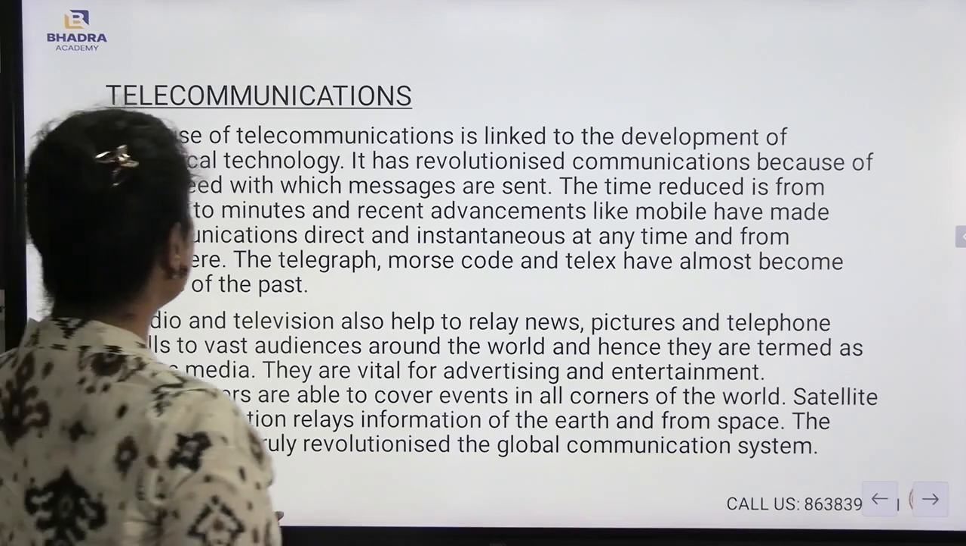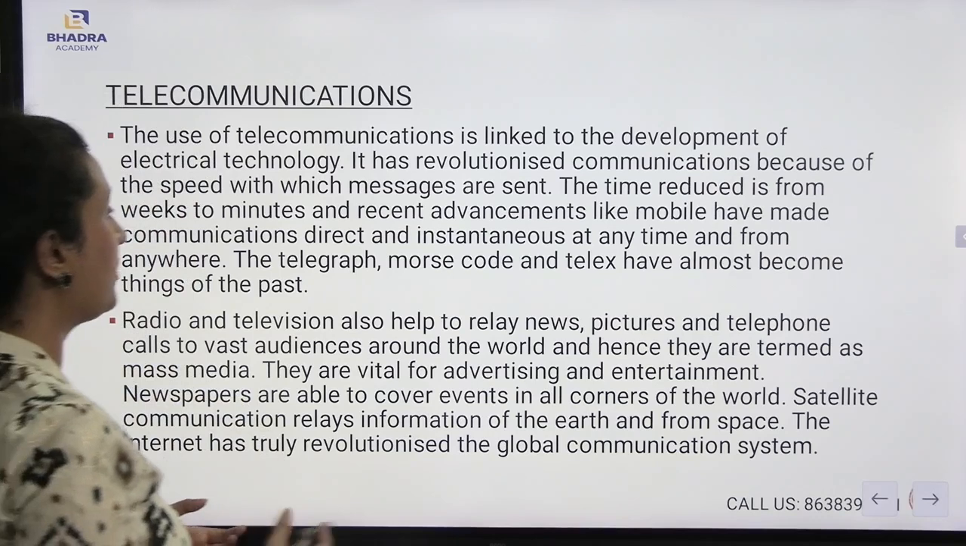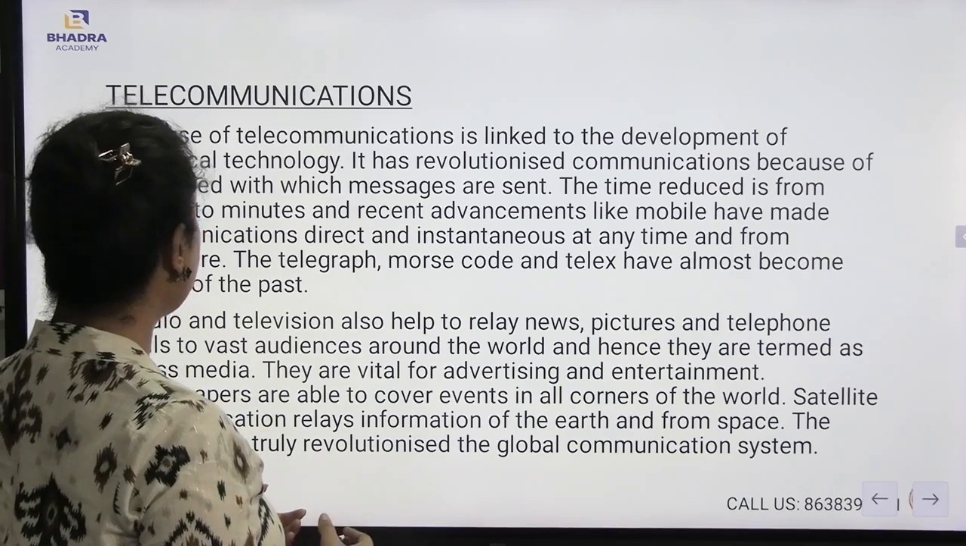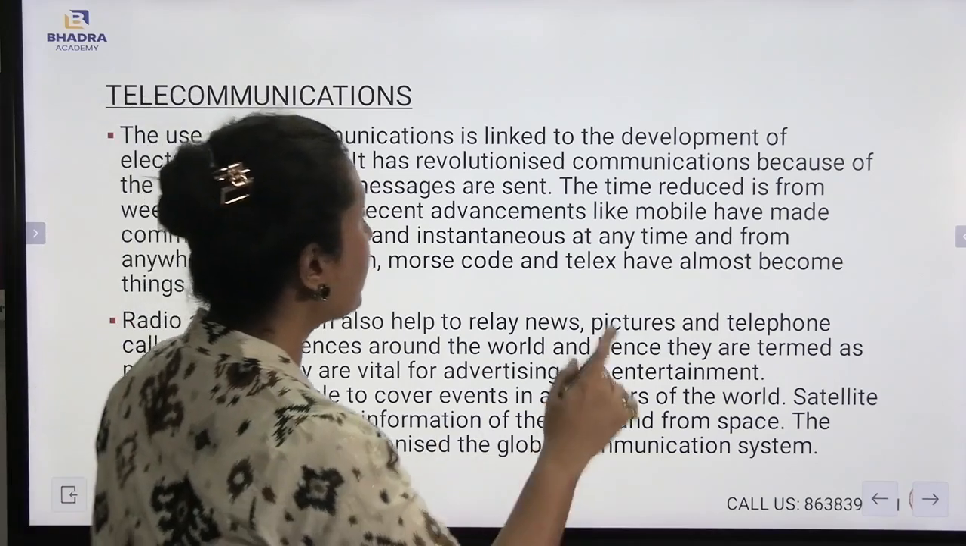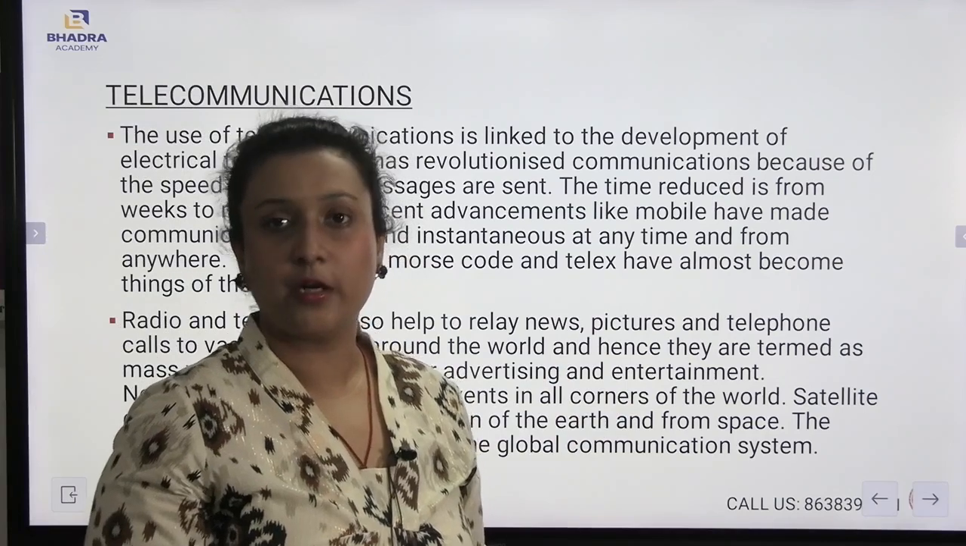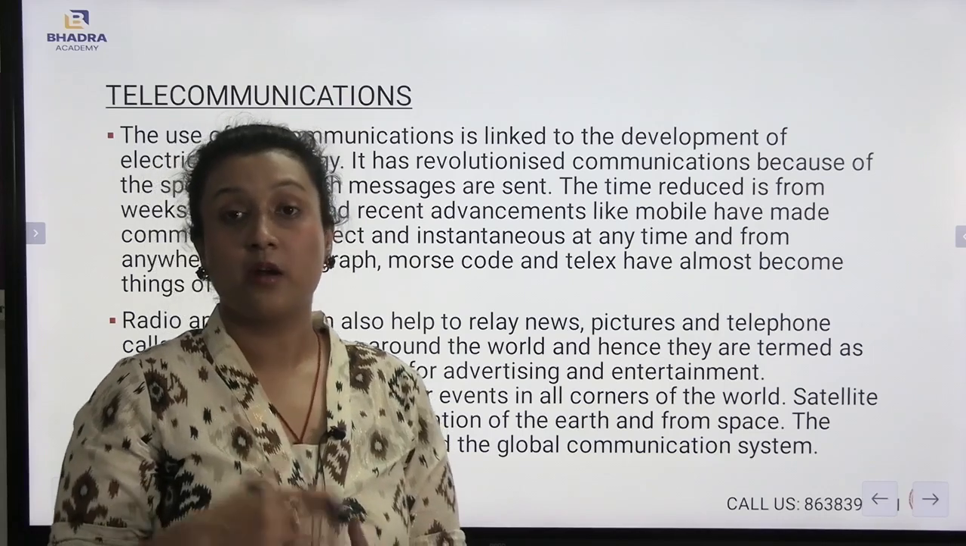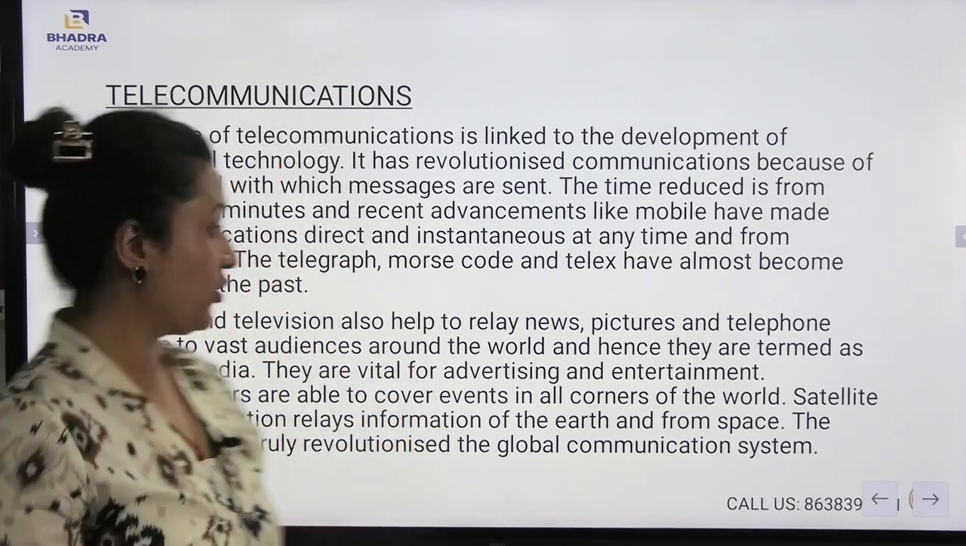Also, the time reduced is from weeks to minutes, and recent advancements like mobile phones have made communication direct and instantaneous at any time and from anywhere. Before it took days, but right now it has been converted into minutes. Slowly, the time is reducing because of the revolution of telecommunication.